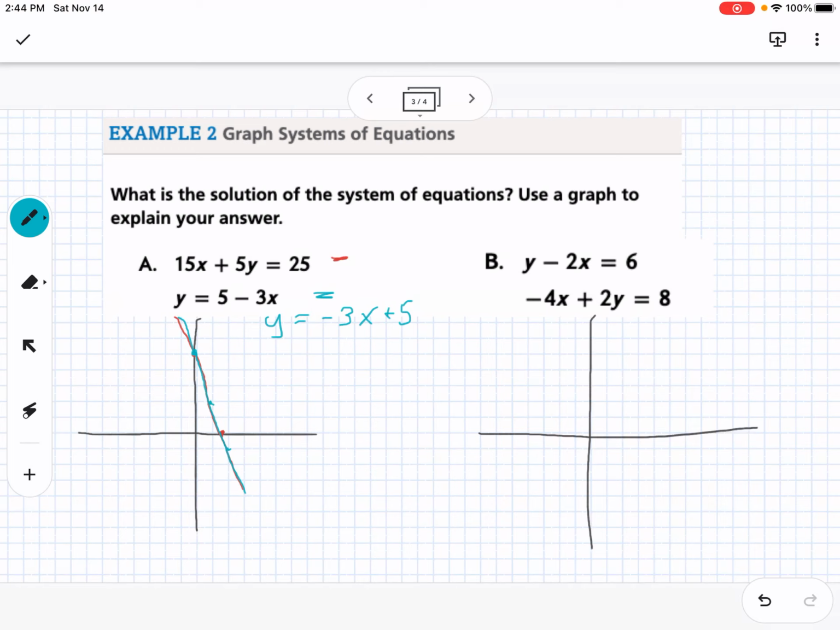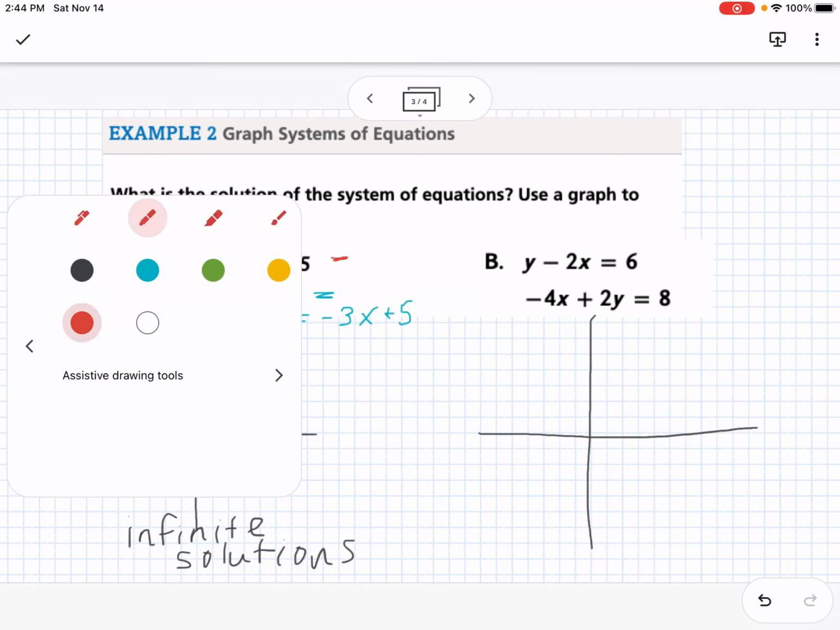So what we would say for this one is we would say infinite solutions, because if you're looking where the lines touch, they touch everywhere. So that's an example of infinitely many solutions. Okay, let's look at the next one.